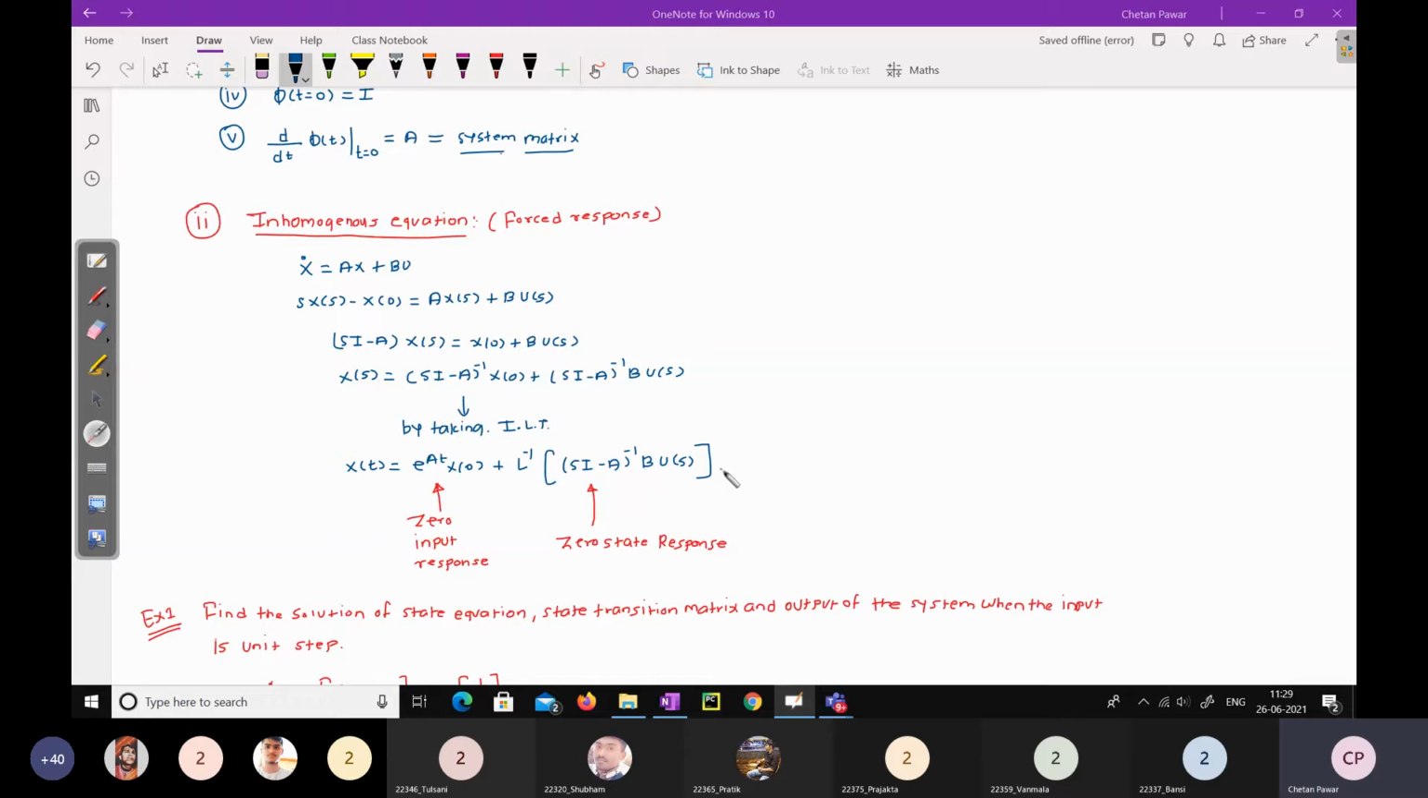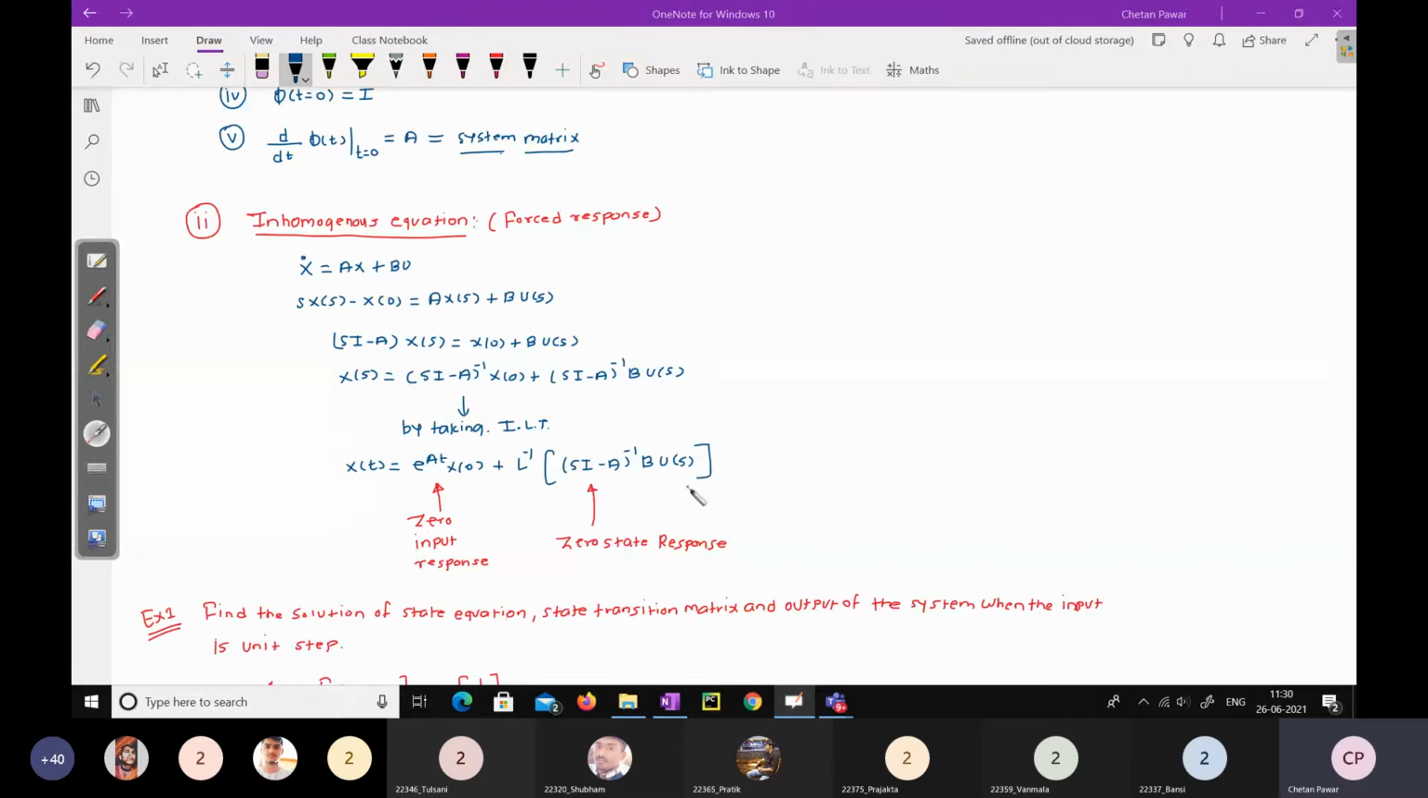If you see these two terms, the first term is the solution of the homogeneous equation, right? When the input is 0, that's why it is called the zero input response. e raised to At into x of 0, this is the state transition matrix. Now the second term will be the zero state response. When the state is 0, meaning the capacitor initial voltage is 0, at that time if you apply input, you will get this output. So this term is the zero state response.